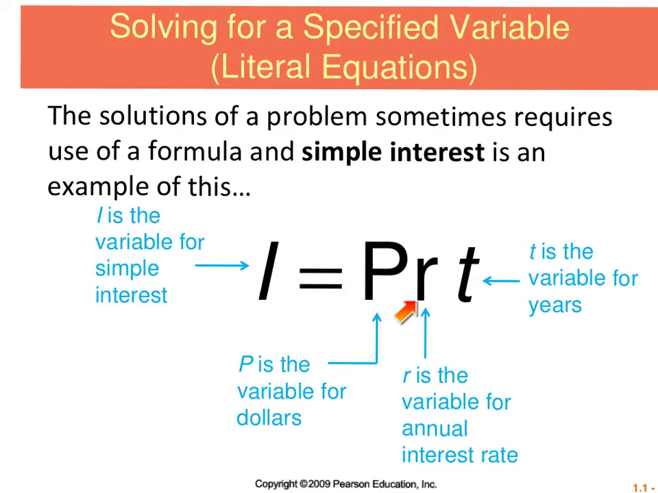R is the variable for the interest rate, and it's usually given as a percentage, so we'll have to take that percentage and make it into a decimal. And T is the variable for time in years. Make sure that if they tell you they've invested it for 18 months, then you would calculate that as 1.5 for T, because we have to put that in year format.